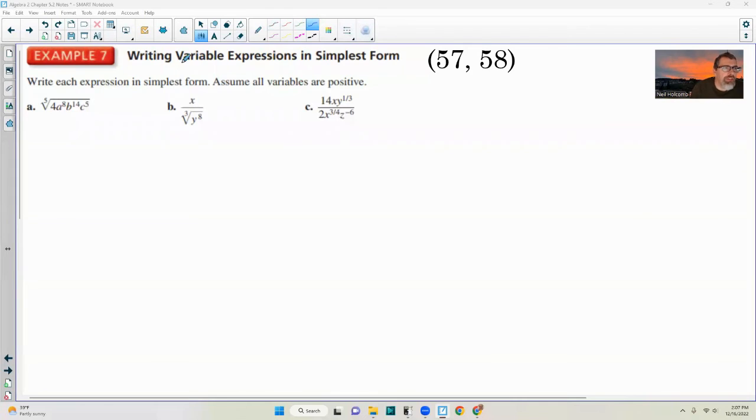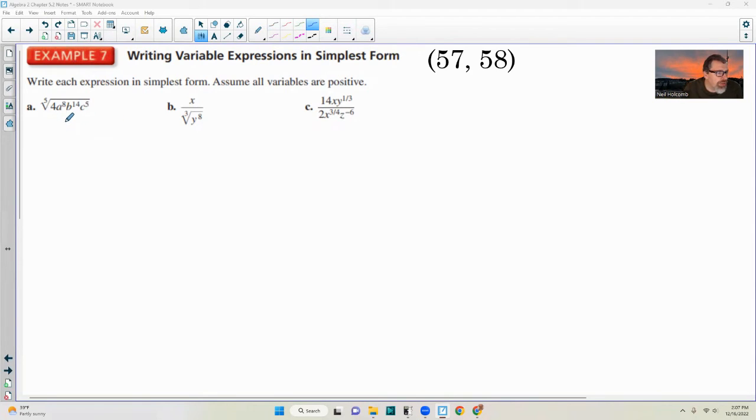Okay, so example 7 says writing variable expressions in simplest form. Write each expression in simplest form. Assume all variables are positive. Okay, so we're not assuming any negative a's, b's, or c's. Now this may look daunting, but it's actually not bad if you break it up the way I showed you. The way the book does it actually looks pretty confusing.